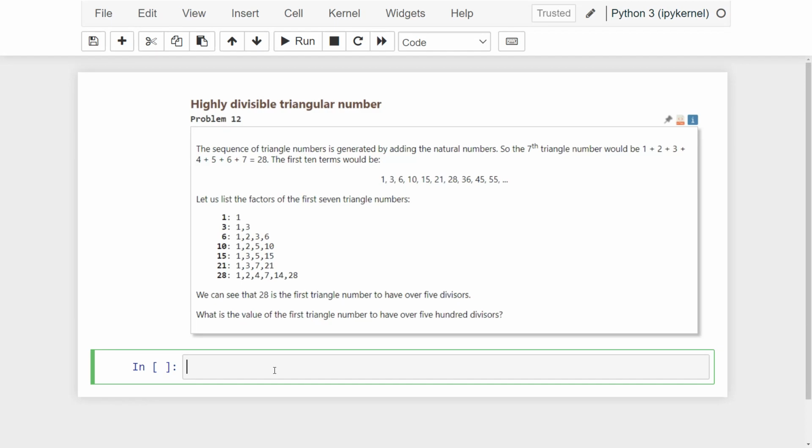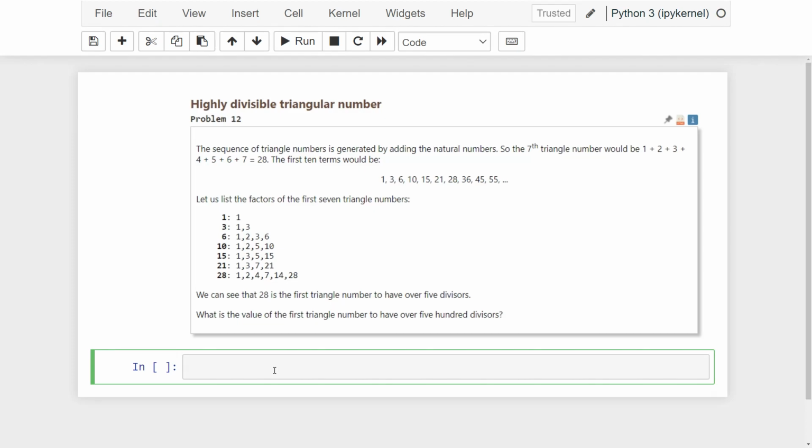So problem 12: the sequence of triangle numbers is generated by adding the natural numbers. So the seventh triangle number will be 28. We can see that 28 is the first triangle number to have over 5 divisors. What is the value of the first triangle number to have over 500 divisors?